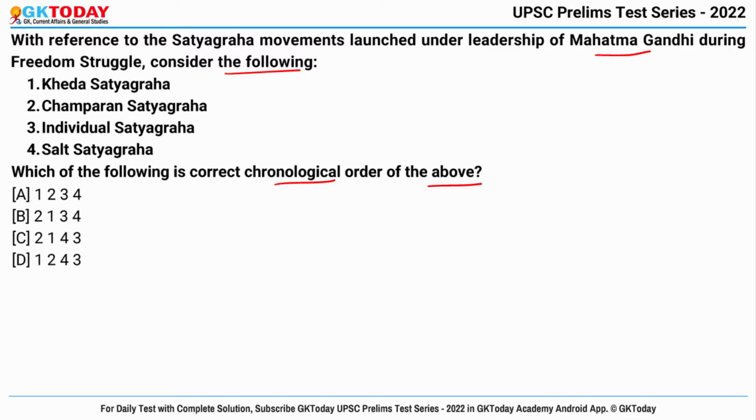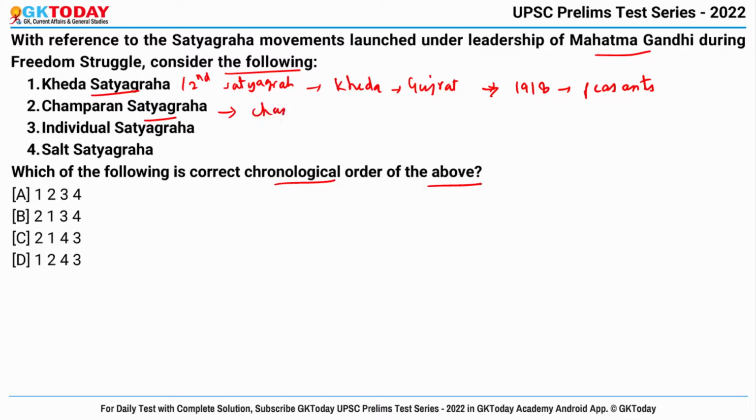First is Kheda Satyagraha. This is also called the Second Satyagraha movement and this was organized in Kheda district of Gujarat. So basically it was conducted in the year 1918 in support of the peasants. Okay. Second is Champaran Satyagraha. This was led by Gandhiji in Champaran district in the state of Bihar, and it was conducted in 1917 and was the first Satyagraha movement. So basically it was organized in protest against the cultivation of indigo and the poor payments for it.